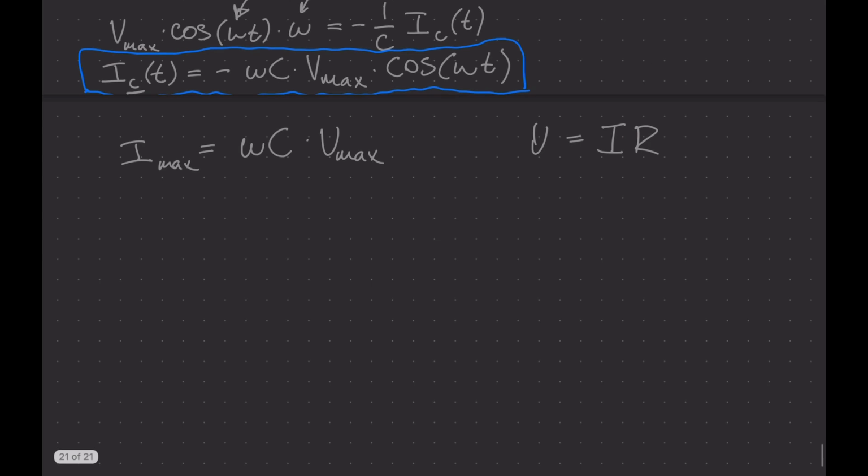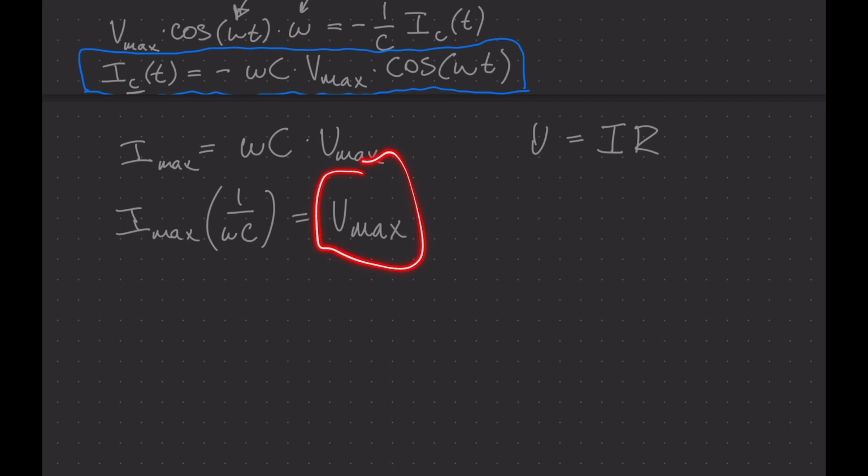So if I divide that, then I get I max, and here I get 1 over omega C equals Vmax. Now this is very interesting. This is V equals IR, and this thing is the impedance of the capacitor. You can see it's 1 over omega C. This thing is straight up like the R, and actually it's defined as X subscript C.